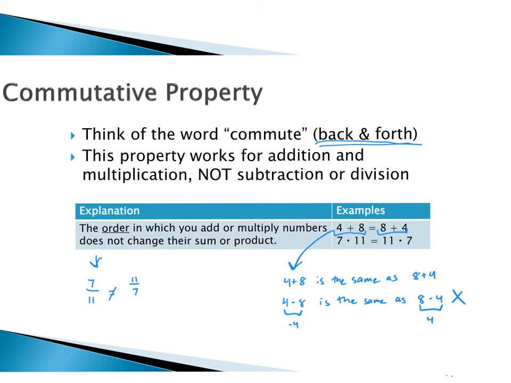And that's the number one important thing about the commutative property, is that the order doesn't matter. The order does not matter if you are adding and multiplying. It doesn't matter which number comes first or second. It does matter in subtraction and division, which is why you can't use it then.